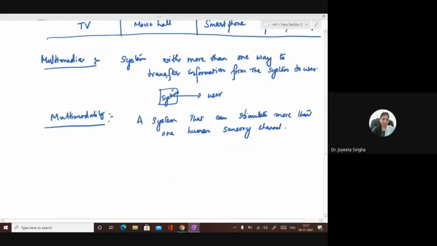Let us take the first example, a television. A television has a screen and a loudspeaker, so that means it has different media. Can you call it multimedia? Students, can anyone say, can you call TV multimedia? And what about multimodality, human senses? Can it be both?